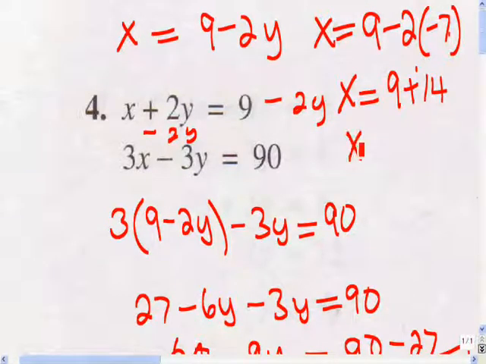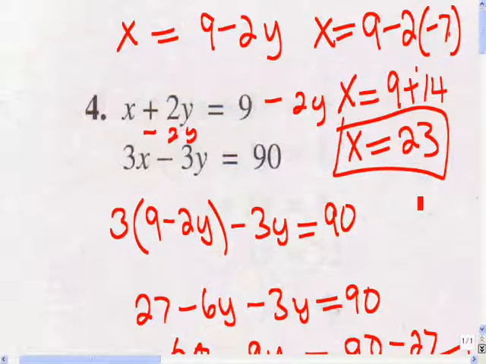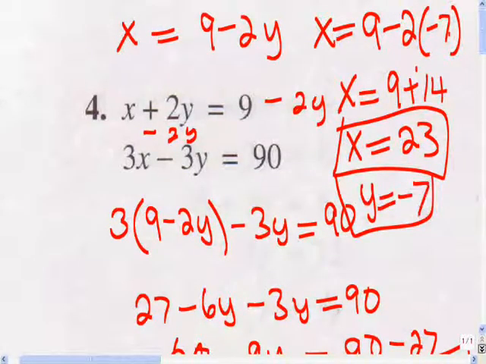And x equals 23, because 9 plus 14 equals 23. That's my answer. x equals 23. y equals negative 7.